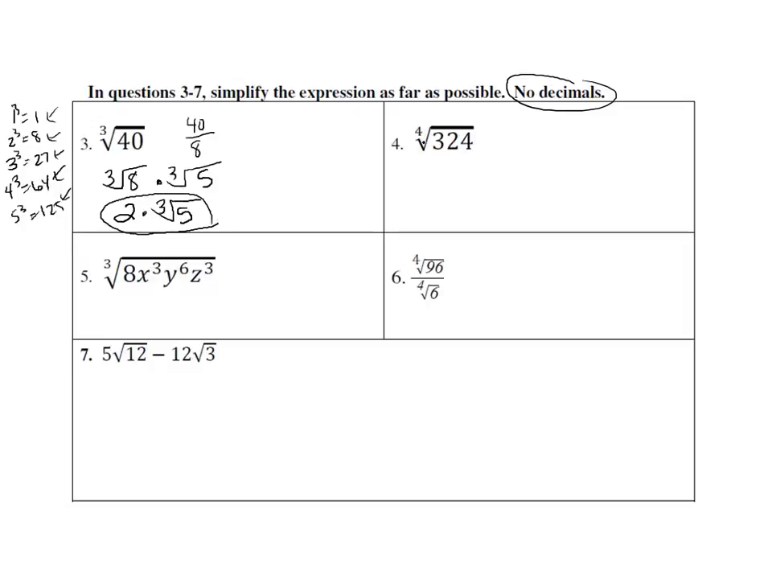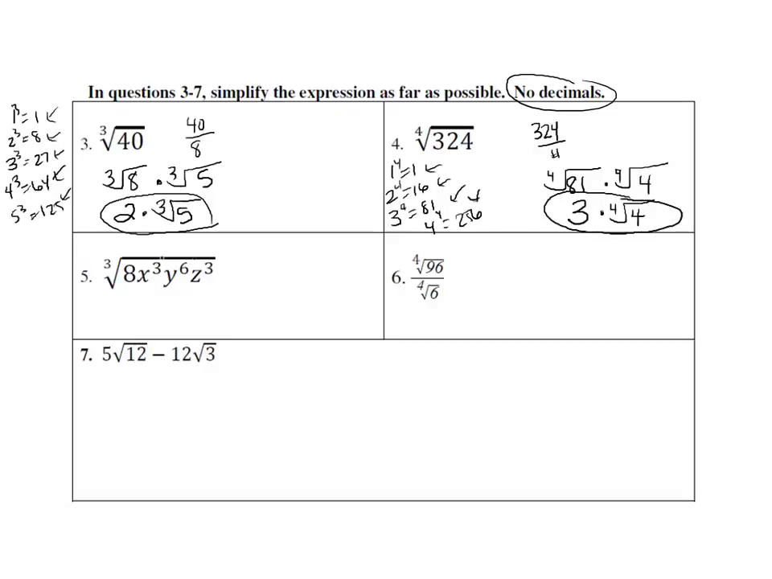Same idea, but we need a list of perfect fourths. So 1 to the 4th is 1, and 2 to the 4th is 16, and 3 to the 4th is 81. 4 to the 4th is 256. So we're looking for what number we can divide 324 by, something right here, one of these numbers, and it'll come out evenly. So it's going to be the 4th root of 81 times the 4th root of 4. So the 4th root of 81 is a perfect 4th power. It's just plain 3. 4th root of 4 is just exactly that, 4th root of 4.